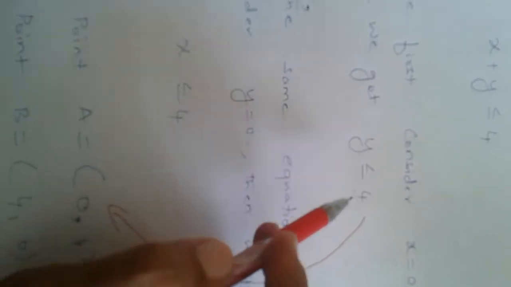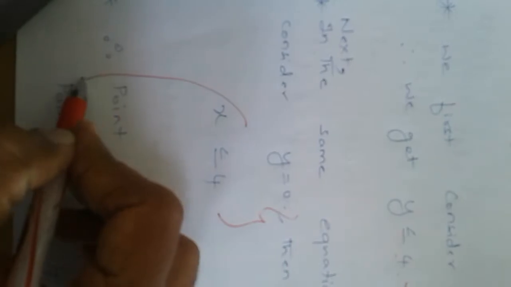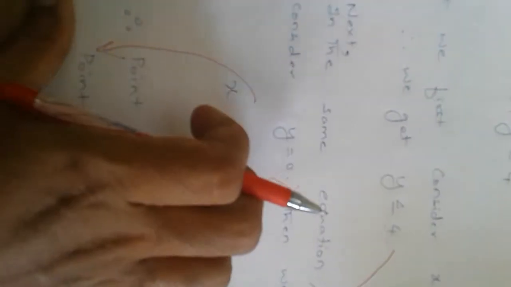Next, using this particular substitution, we can write point A. Point A is nothing but 0, 4, where 0 is the x value and 4 is the y value. X was 0 and y is equal to 4, and from this calculation we can write point B is equal to 4, 0. So we have obtained point A and point B, the same thing we did in the previous problem.